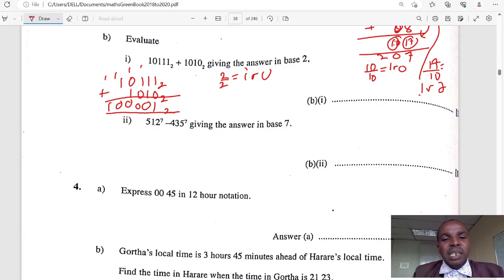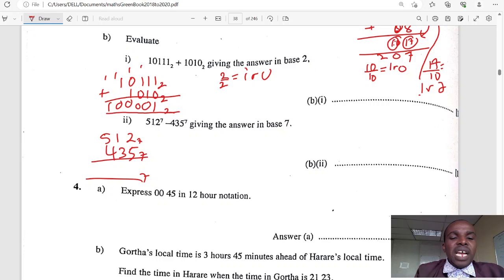Then item number 2. Evaluate, giving your answer in base 7. So these ones are in base 7 actually. It looks like it's a power. It's the base. So it will be 512 minus 435, and this one is base 7 now. Give your answer in base 7.